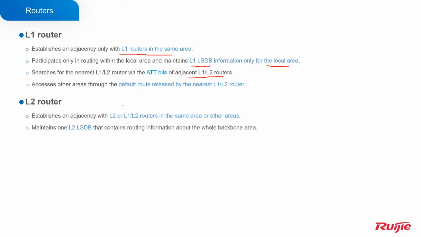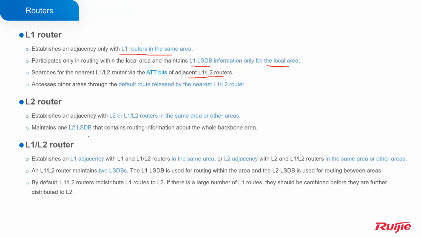And another router is the level 2 router. The level 2 router can establish the adjacency with level 2 and also level 1 and 2 routers. And we don't have the limitation of the area. You can establish the adjacency in the same area or maybe in a different area, it doesn't matter. And you will only have the level 2 relationship. And about your LSDB, you will maintain the level 2 LSDB. And in the level 2 LSDB, you will know everything in the whole backbone area. So you will get the detailed information.